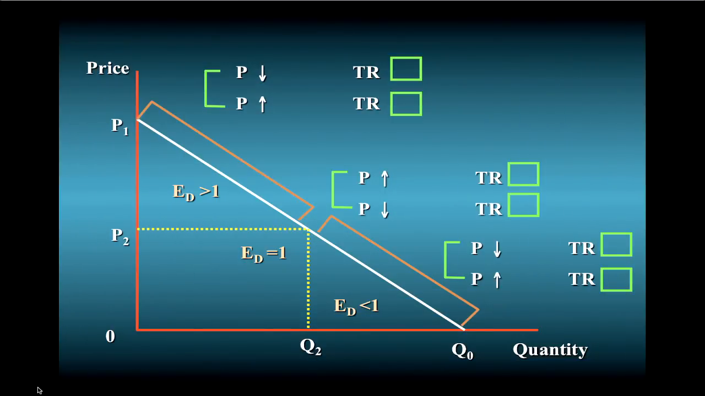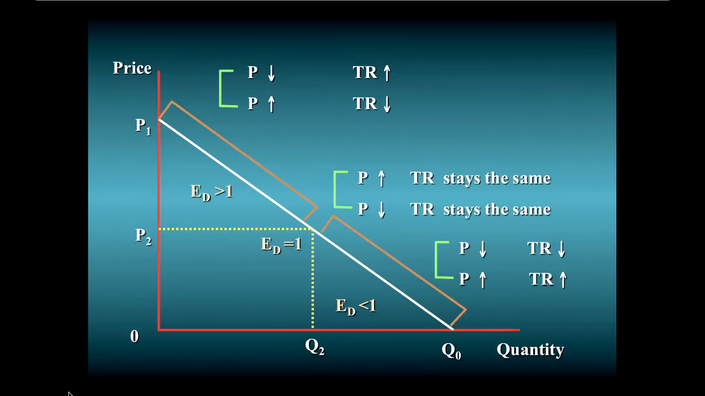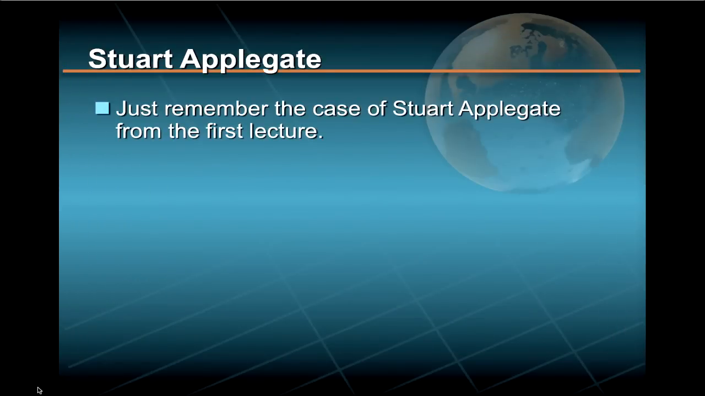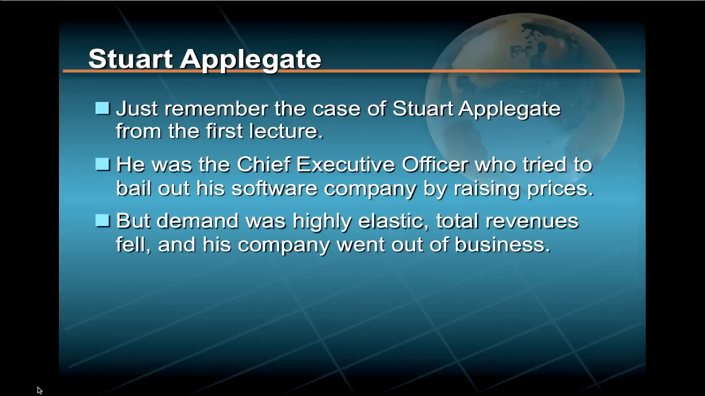This figure lists the 6 pricing and total revenue possibilities. See if you can fill in the 6 empty boxes. Did you get it? It should be readily apparent from this figure just how powerful this concept can be. Just remember the case of Stuart Applegate from the first lecture. He was the chief executive officer who tried to bail out his software company by raising prices. But demand was highly elastic, total revenues fell, and his company went out of business.